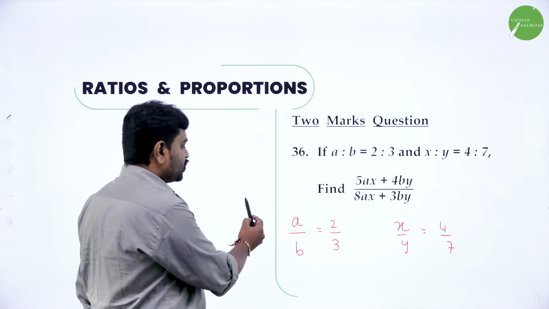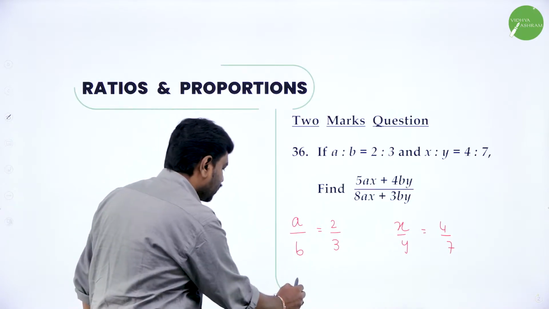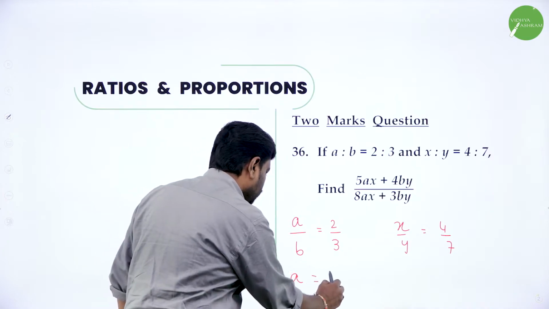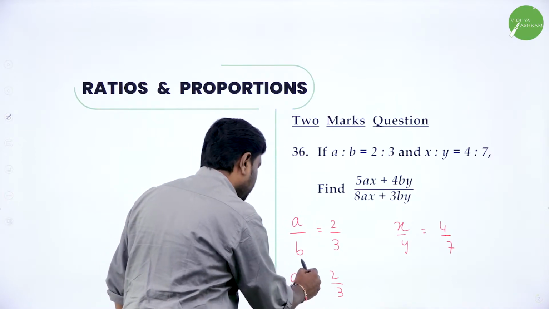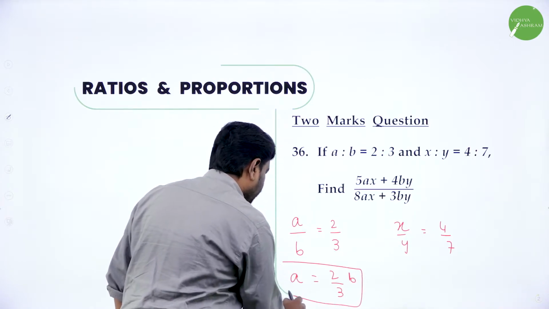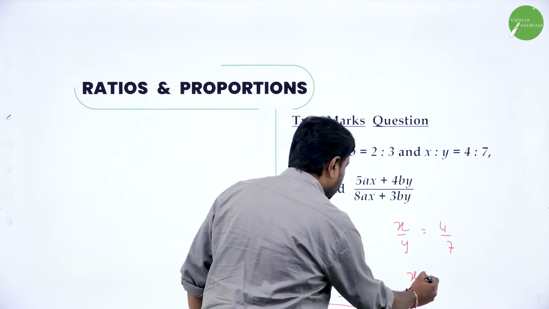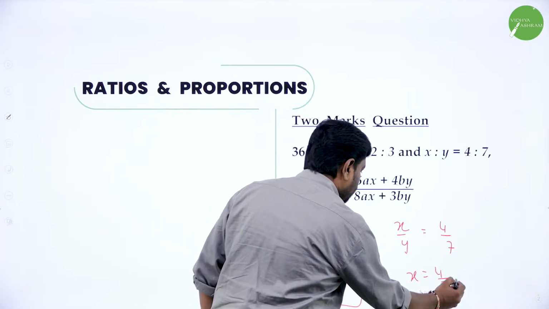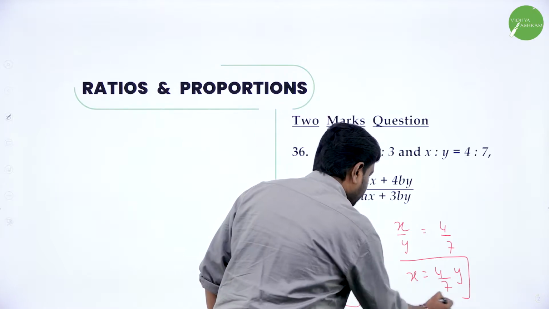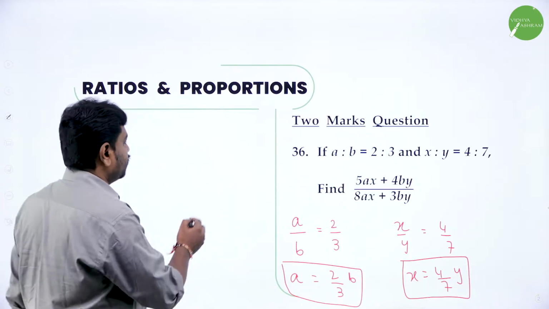So they gave a is to b means a by b is given. A by b is 2 by 3. From this, what is a? A is equal to 2 by 3 into b. Transfer that side, it will become into b. So you got the value of a. So now x by y. So x is 4 by 7 into y. So you got the value of x. So now you got the value of a, you got the value of x. So consider what they want.